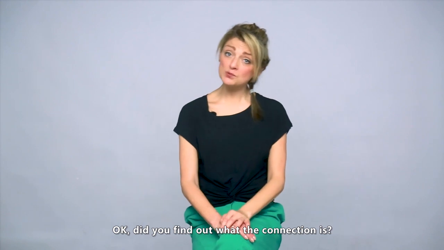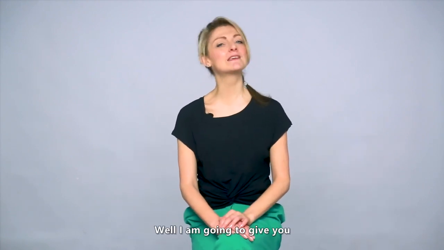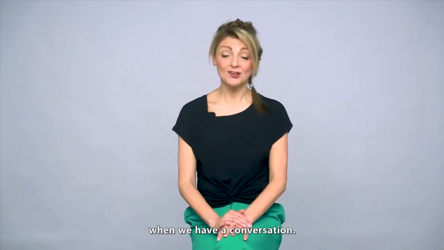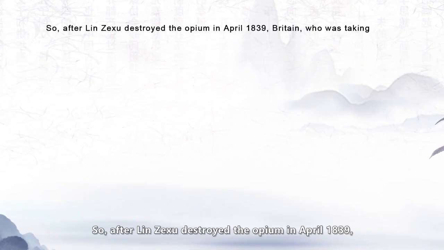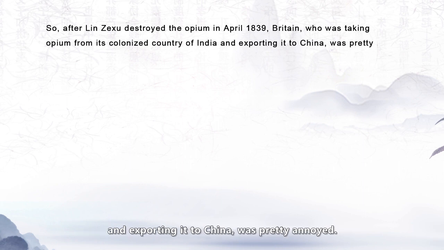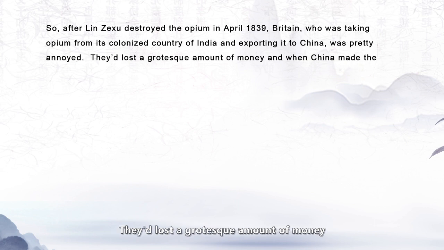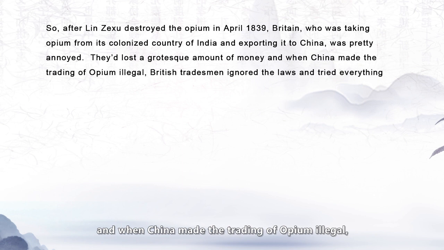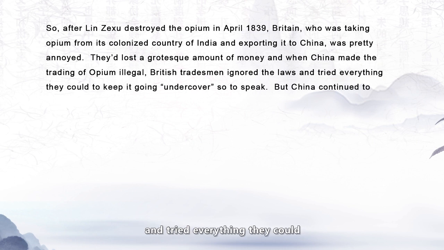Okay, did you find out what the connection is? Well, I'm going to give you a little information about this now. I'd recommend that you take notes because it will be useful later when we have a conversation. So after Lin Zexu destroyed the opium in April 1839, Britain, who was taking opium from its colonized country of India and exporting it to China, was pretty annoyed. They'd lost a grotesque amount of money, and when China made the trading of opium illegal, British tradesmen ignored the laws and tried everything they could to keep it going undercover, so to speak.